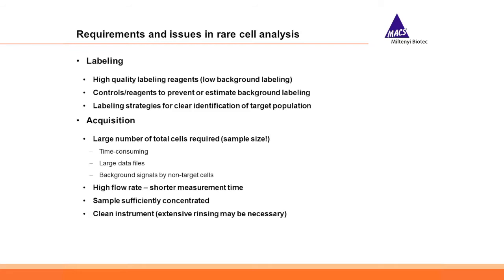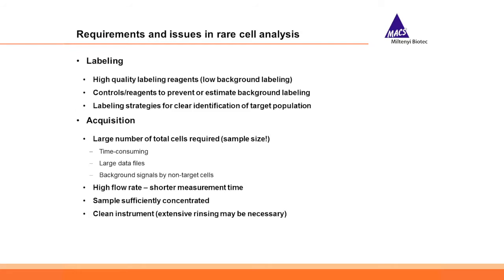Then, of course, measuring a large number of cells is time consuming. It will produce pretty large data files. So if you have many samples, and in each sample you have many cells, this can make the analysis a little bit cumbersome. And the rarer your population is, the higher the background can become from your non-target cells, so your negative cells. This can become an issue when you have very, very small frequencies. I will come to this point later in the last part of the presentation.